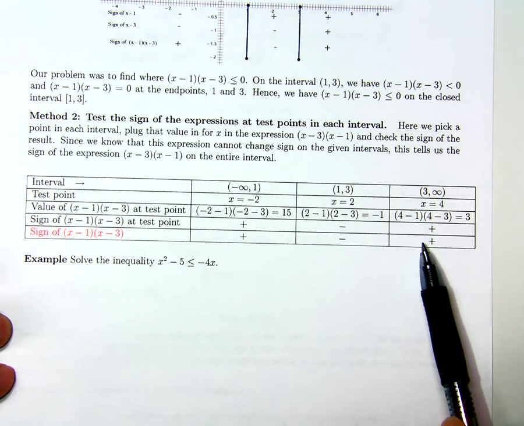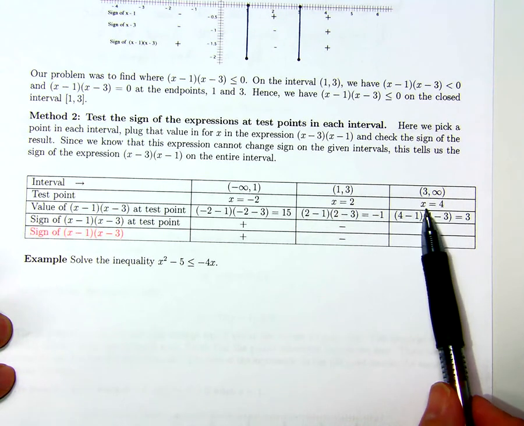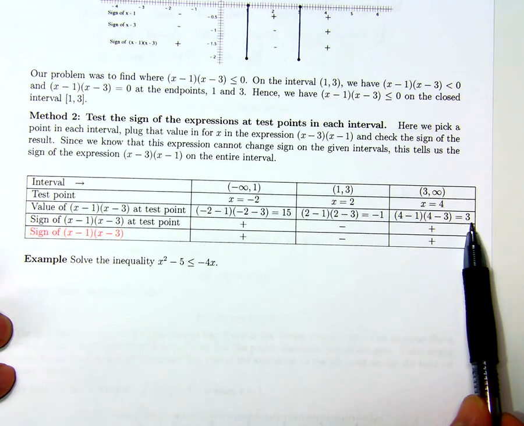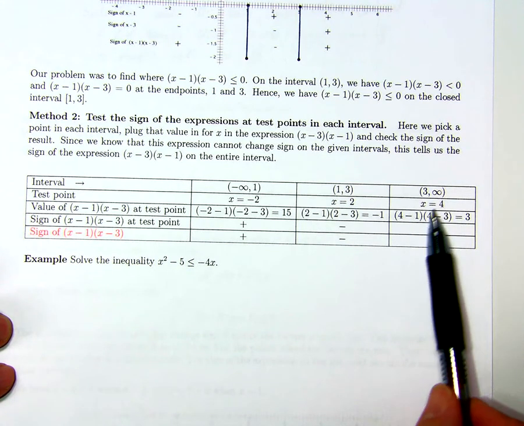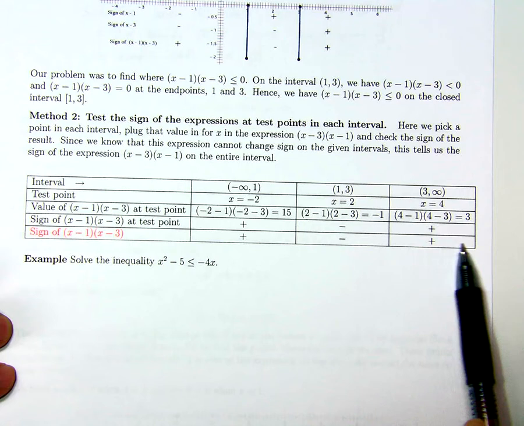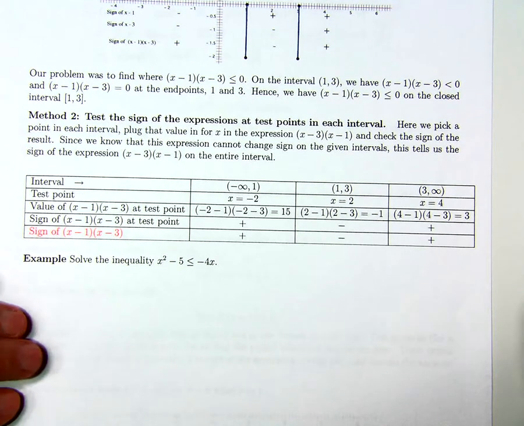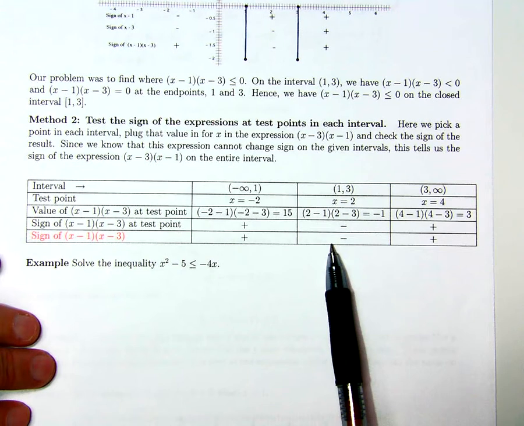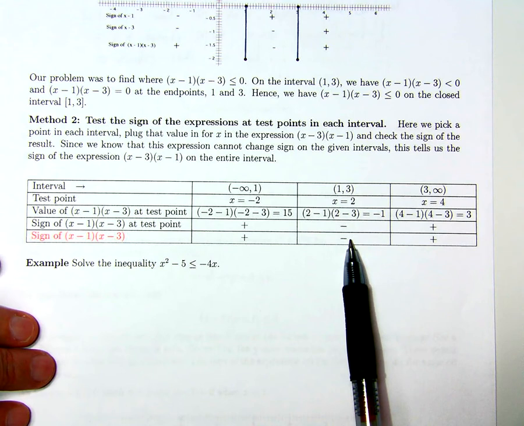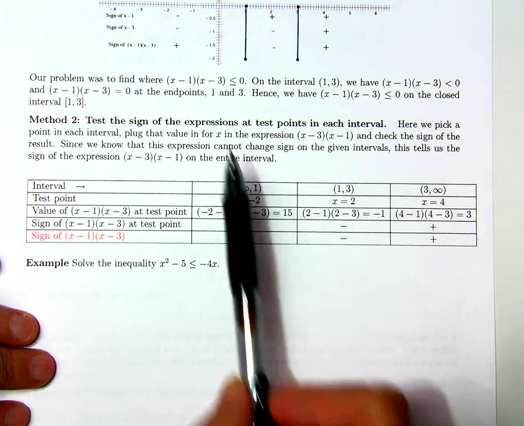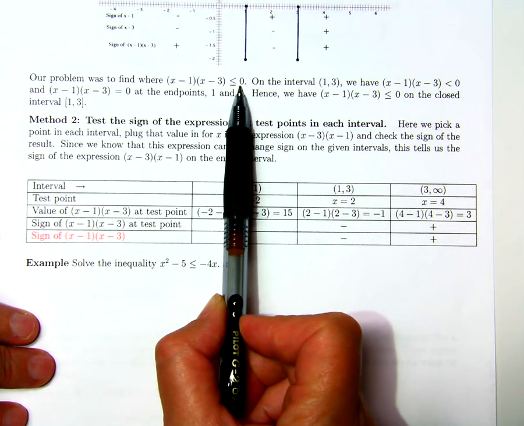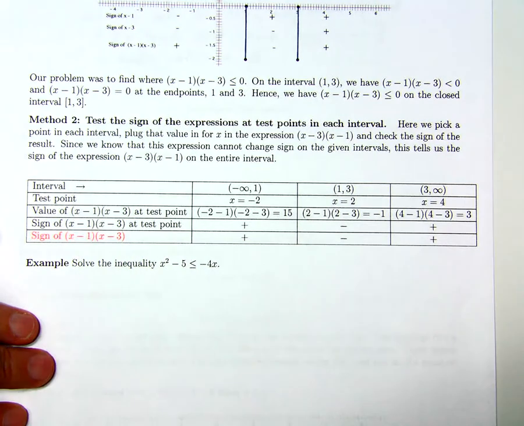And for the interval from 3 to infinity, I pick the test point x equals 4. I plug it into the product. I get 3, which is a positive number. The value of the product is positive at the test point. It cannot change on this interval, so therefore it must be positive on the entire interval. And again, I can draw the same conclusion here. I have that this product is negative between 1 and 3. It's equal to 0 at the endpoints. And so therefore the set of all x where this is true, x minus 1 times x minus 3 is less than or equal to 0, is the closed interval from 1 to 3.